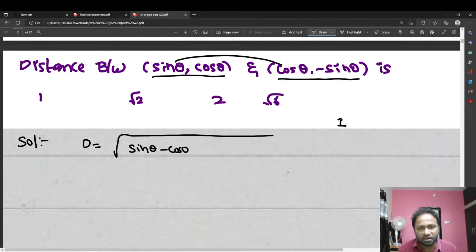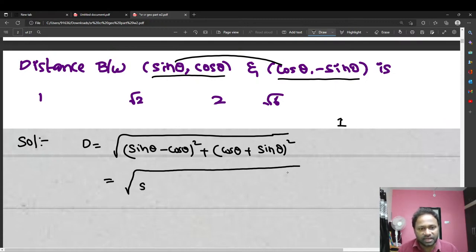minus cos theta whole square plus cos theta minus into minus plus sine theta whole square. Okay, now let us simplify this. What we get, sine square theta. It is in the form of (a minus b) whole square. So sine square theta 2. Somebody says the answer is 2. Let us check. Sine square theta plus cos square theta plus or minus, we will get minus.